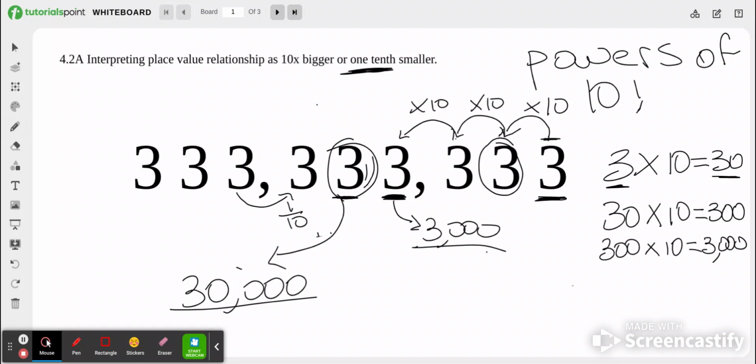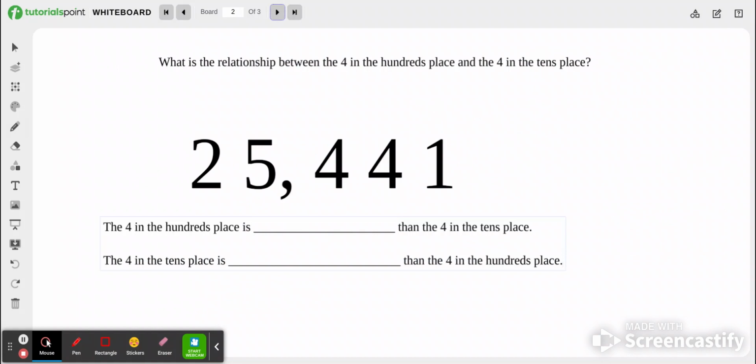All right, let's take a look at an example. So here's the question. What is the relationship between the 4 in the hundreds place, that's going to be this number right here, circled, and the 4 in the tens place.